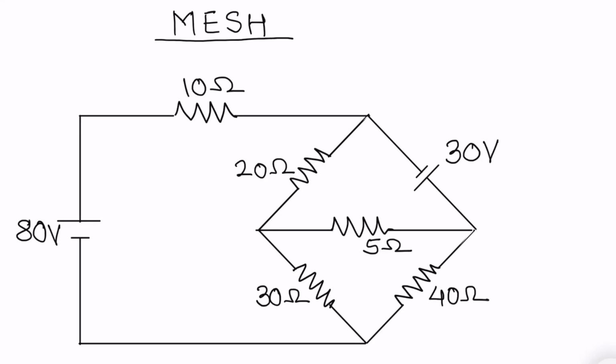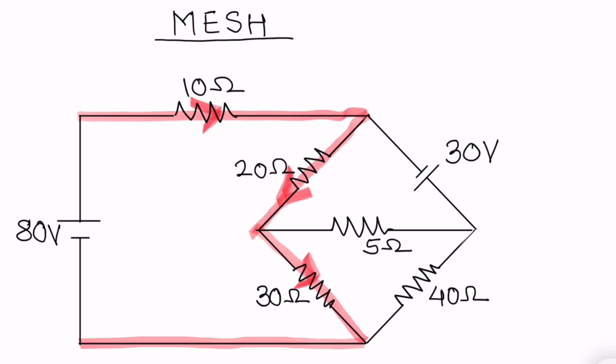To solve the problem by using mesh analysis, first understand how many meshes are available in the circuit. Starting from this point, mesh 1: 10 ohms, 20 ohms, 30 ohms, 80 volt. Once again, back to the same point. This is mesh 1. The current through mesh 1 can be represented as I1.